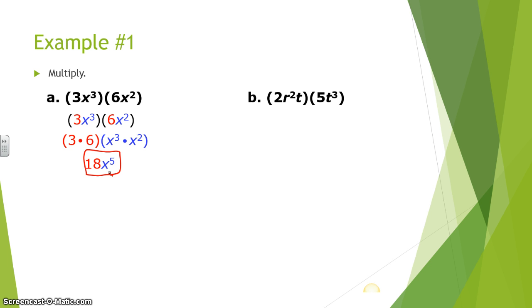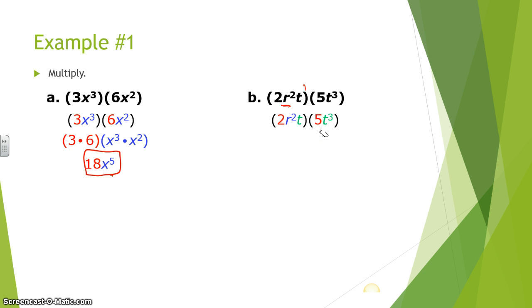Let's look at B. We have 2r squared t times 5t to the third power. So we can multiply 2 times 5, which gives me 10. We would keep r to the second because there is no other r variable here. We do have t to the first and t to the third power. So we can add the exponents of the t's to get t to the fourth. So what I'd have here is 10r squared t to the fourth, and let's see if that's what we get.